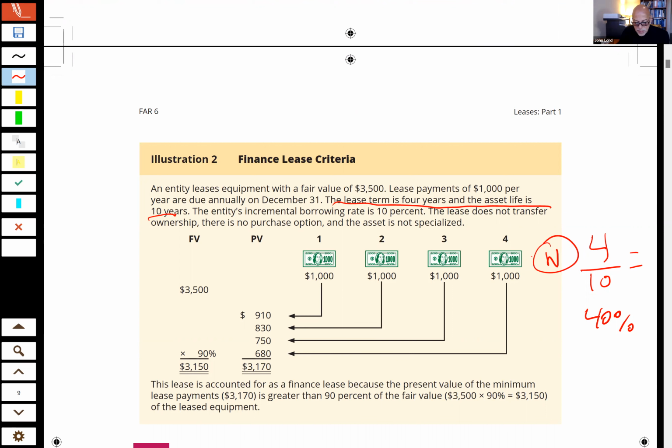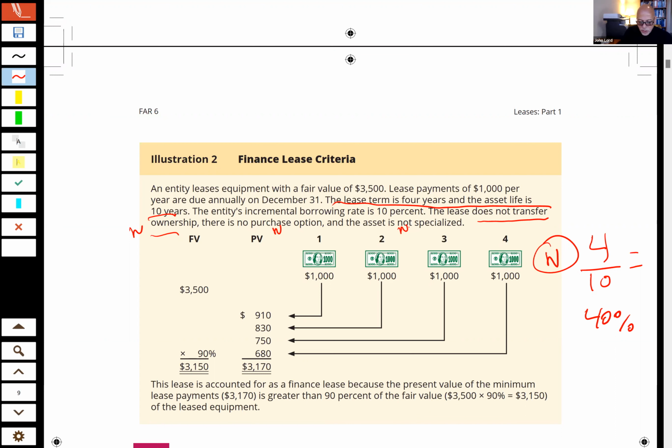Okay. Then it says the lease does not transfer ownership. So we're not going to get the O in there. That's a no. And there's no purchase option at all. So that's a no. The asset is not specialized. That's a no. So have we met any of the criteria? Well, we have to consider that the present value of the lease payments is substantially all of the fair value.